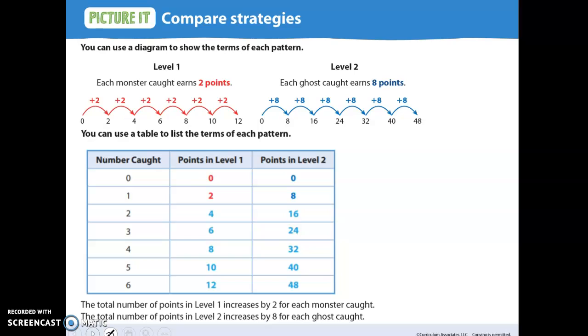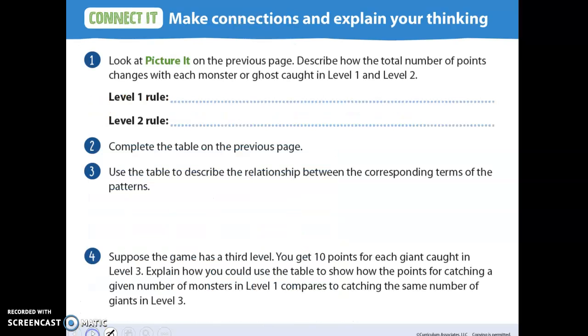All right, so that is what your chart should look like. Again, counting by 2 and counting by 8. So for number 1, looking at level 1 and level 2, what is the rule we just talked about? How did you fill in that chart? What did you do for level 1 and what did you do for level 2? Number 2, we did complete the chart already, so that one's completed.